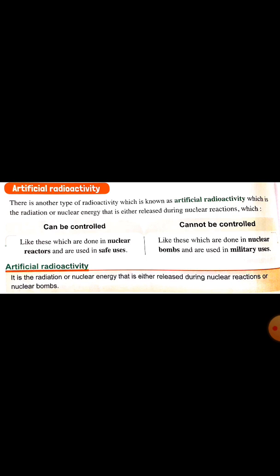The type which can be controlled is done inside nuclear reactors and, of course, for safe purposes. While the type that cannot be controlled is done in nuclear bombs and used for military purposes. So artificial radioactivity is the radiation or nuclear energy that is released during nuclear reactions or nuclear bombs.